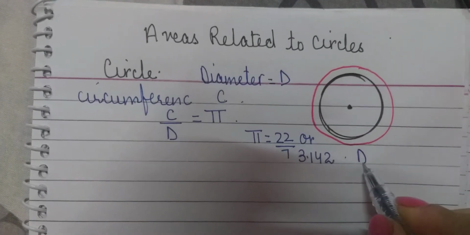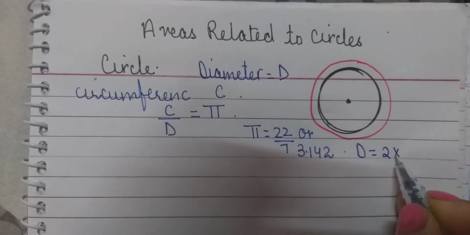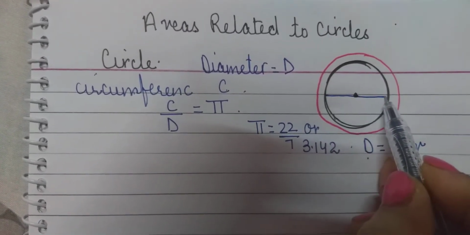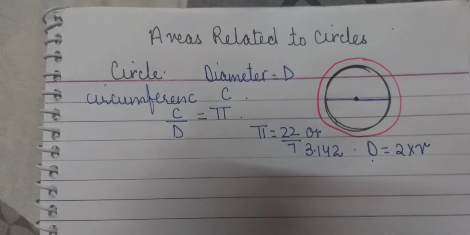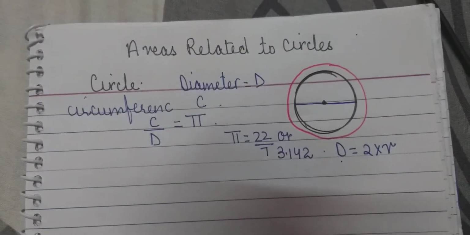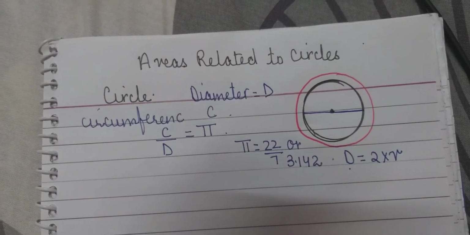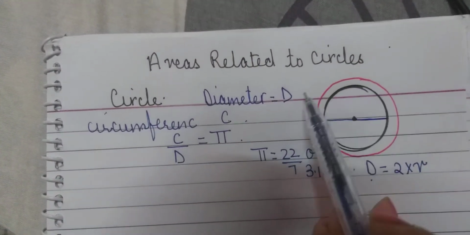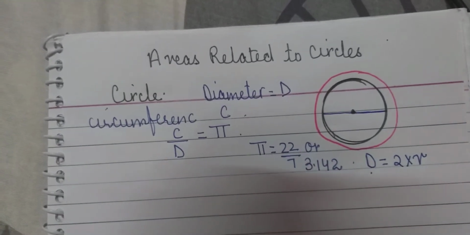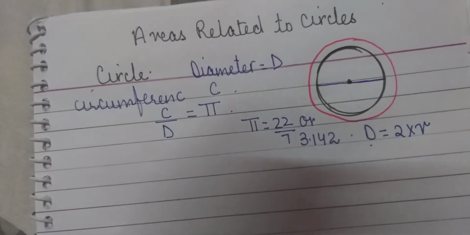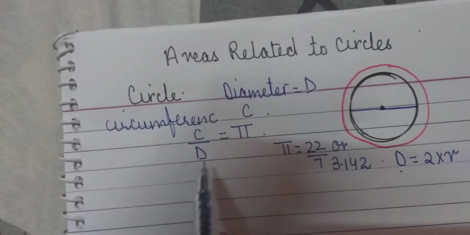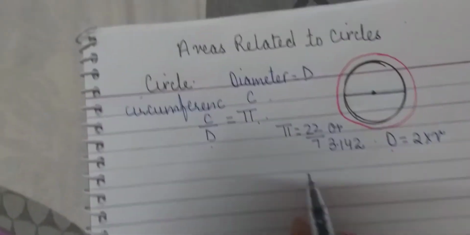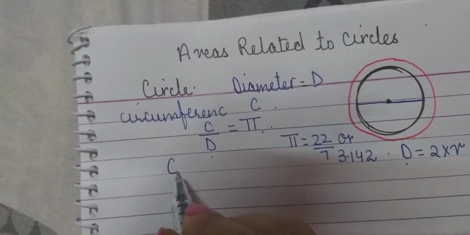Diameter is twice the radius. And what is the diameter? It's a straight line passing through the center of the circle and touching the two ends at the circumference of a circle. Is it clear to you? Right. Now, this length of the boundary or the perimeter of the circle is called its circumference. And I have told you the ratio of the circumference upon the diameter is equal to pi, where pi is the constant.